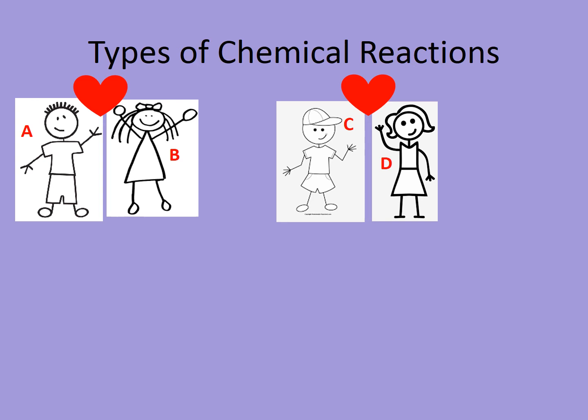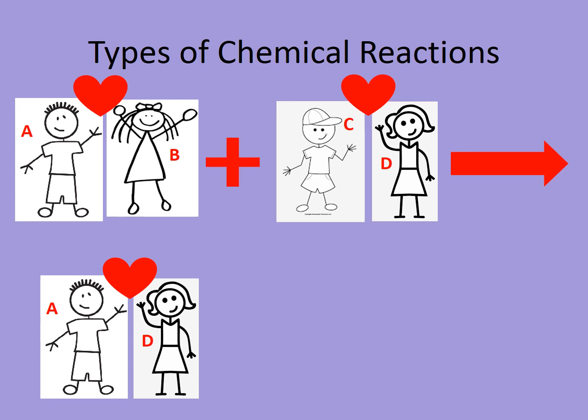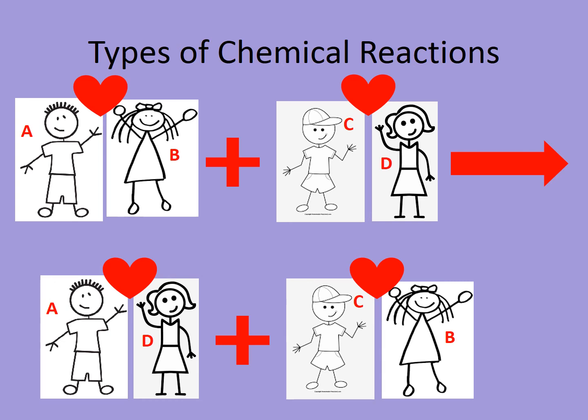So we've got two couples, couple A and B, and oh, they're in love, and couple C and D, and they're in love too. So they decide to go on a double date together. But I don't know what went on during the date, but when they left, look who's coupled up together now. We got A and D together and C and B together. So again, we had two couples at the beginning, two compounds at the beginning, and now we have two compounds at the end, but they've switched with each other.